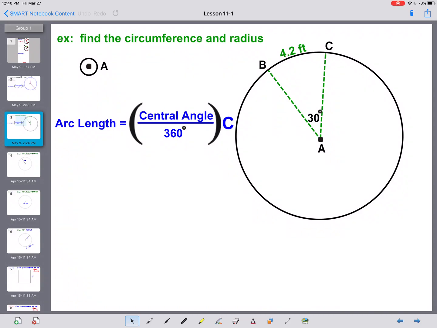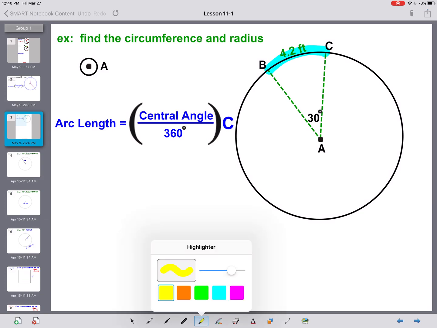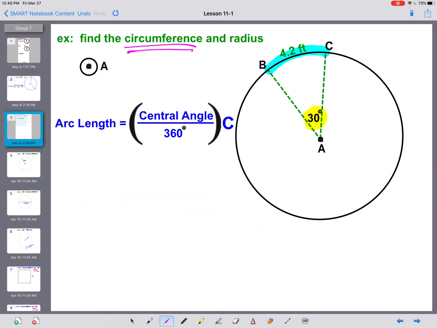Okay, last problem on lesson 11.1. On this circle, they give us the arc length already. They're telling us right here, here's our arc length, and it is 4.2 feet. They give us a central angle. It's 30 degrees. Look at what they want us to find. They want us to find two things, the circumference and the radius.